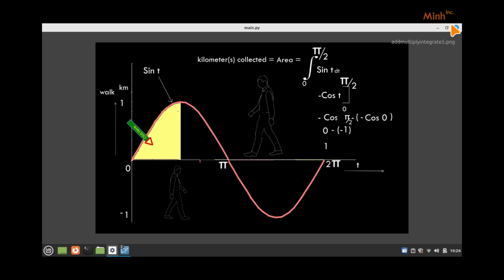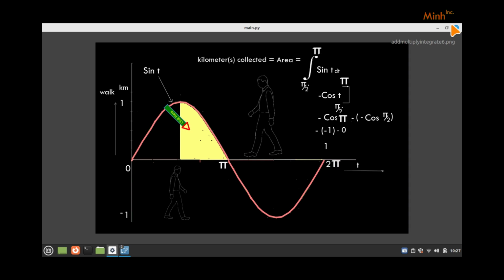Okay, so a person is walking, and now we'll proceed further. Like a person is walking along a sine wave, and how much distance has he collected up to pi by 2? That is integration. The integral of sin t dt from 0 to pi by 2 comes to 1. Even though the height is 1, he has collected 1 kilometer. Similarly here also, in this graph, it will collect 1 kilometer. So 1 kilometer, 1 kilometer. Up to pi, he collected 2 kilometers.